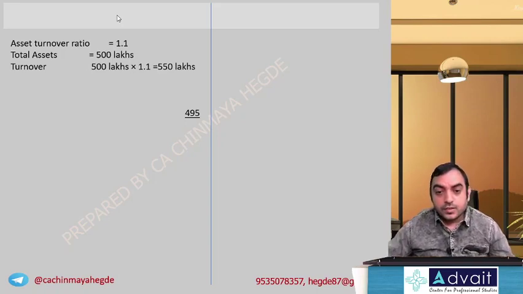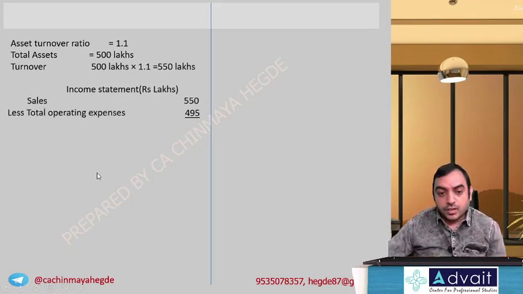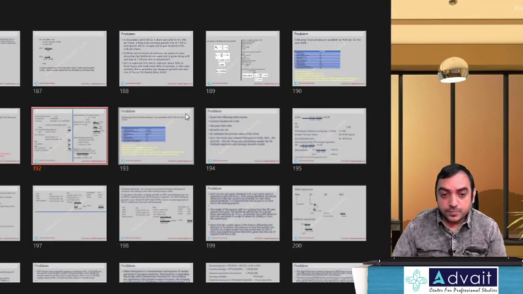Okay. Turnover, we got it. The income statement, sales, we can write it comfortably. Operating expenses, we don't know yet. But EBIT, they said 10% of turnover. Have they given?